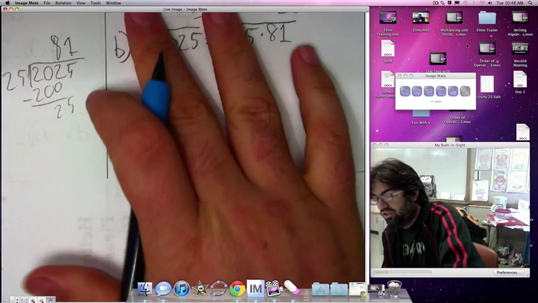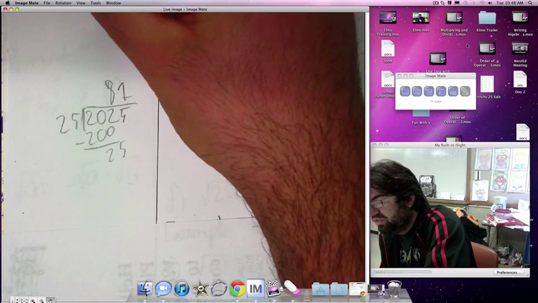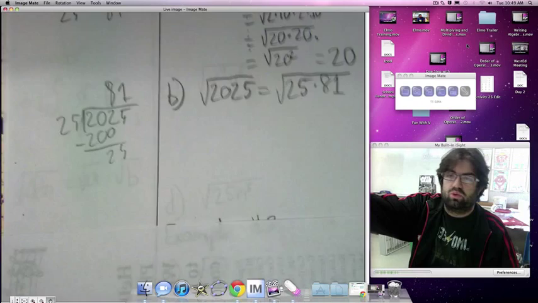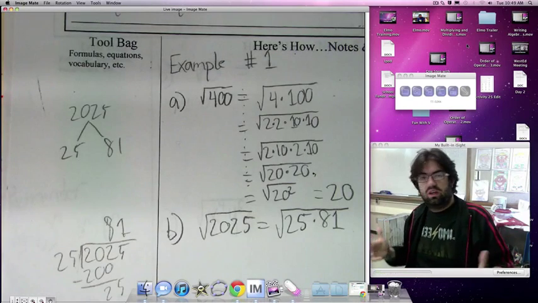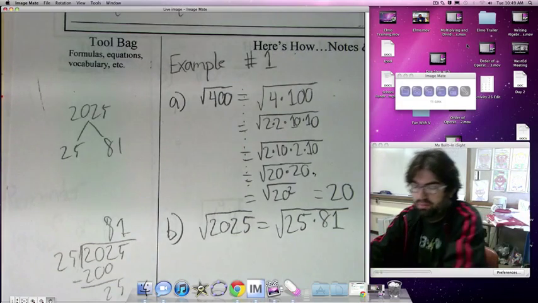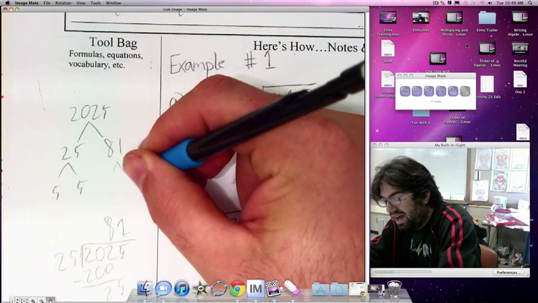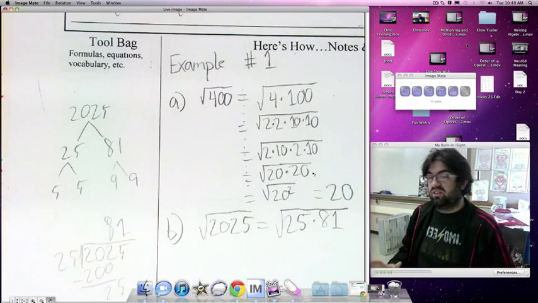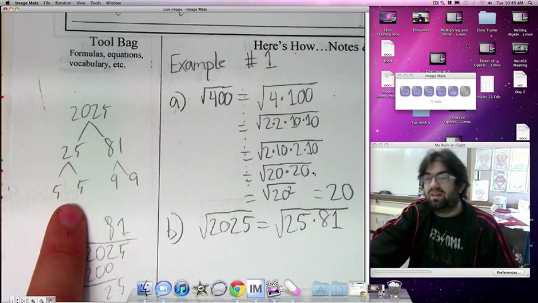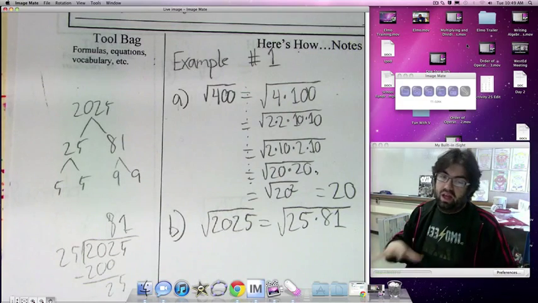If you want to do a factor tree, I'm all for that too. That will definitely help maybe. I'm all for different approaches. It depends on who you are and what you like to do. This is 5 and 5. This is 9 and 9. And right there, I'm going to stop. I don't need to go all the way down to the 3s. 5 and 5 are the same. 9 and 9 are the same. Now I can use my properties and play with it a little bit.